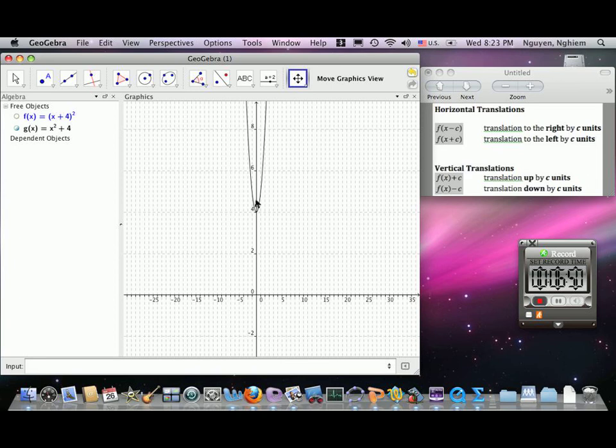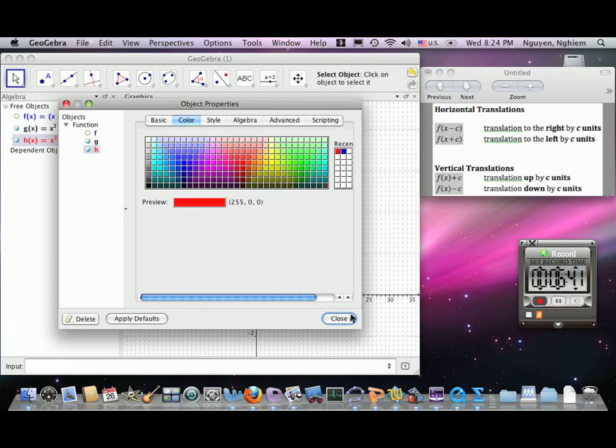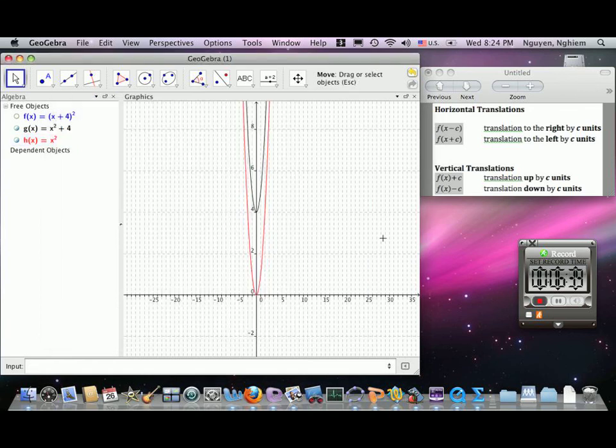And let me just put the original function back in again so we can compare. Really quick, let me make it a different color. Okay. So this red here is the original function, and now I've shifted it up 4 units by adding 4 to it. And let's see what happens when I decide to go with minus 4. You can see here that the graph has been shifted down 4 units.